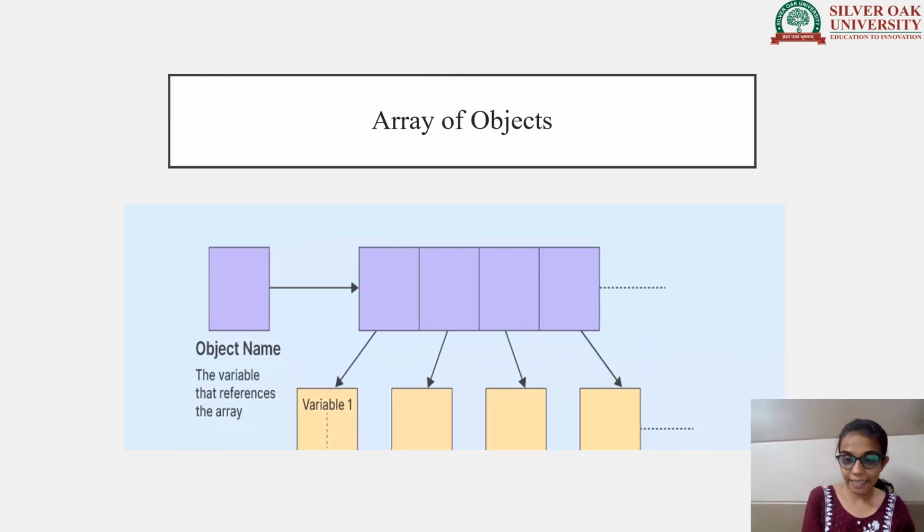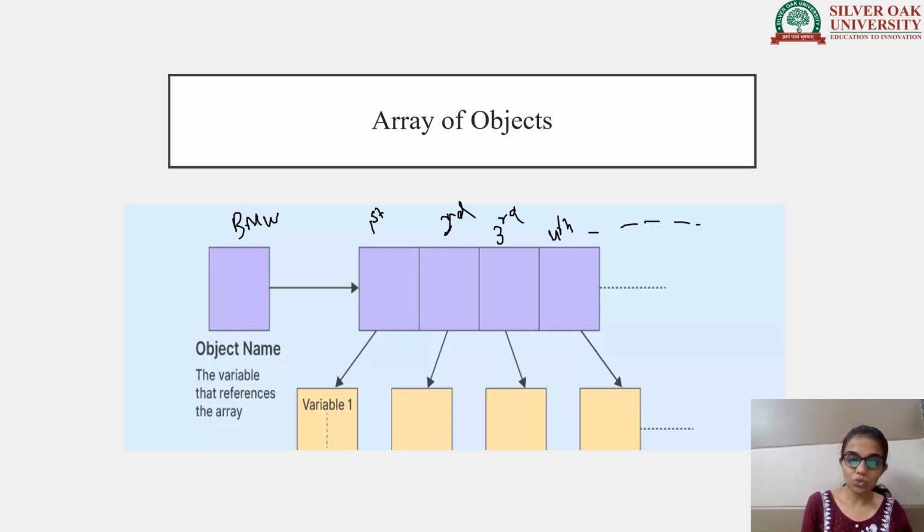As you can see, this is the array of objects. This is the object name, the variable that references the array. Whatever the array name is, as we have given BMW. So let's see, it's a BMW, and this was the first object. My first object, my second object, my third object, my fourth object, and so on.